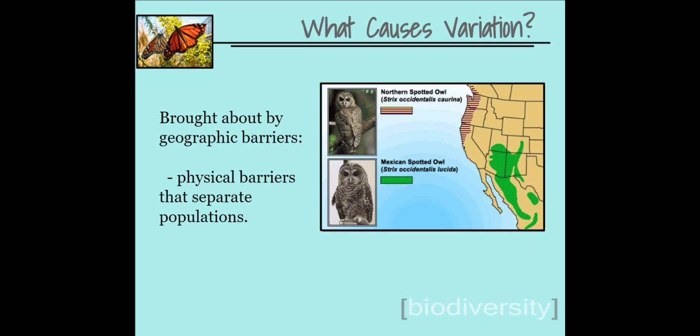Speciation is usually caused by something like a geographic barrier, something that's physical, okay? For example, if all of a sudden you put a set of mountains somewhere, all of a sudden you can't cross the mountains, you're creating a barrier. So geographic barriers are physical barriers that cause separation that eventually can lead to speciation.